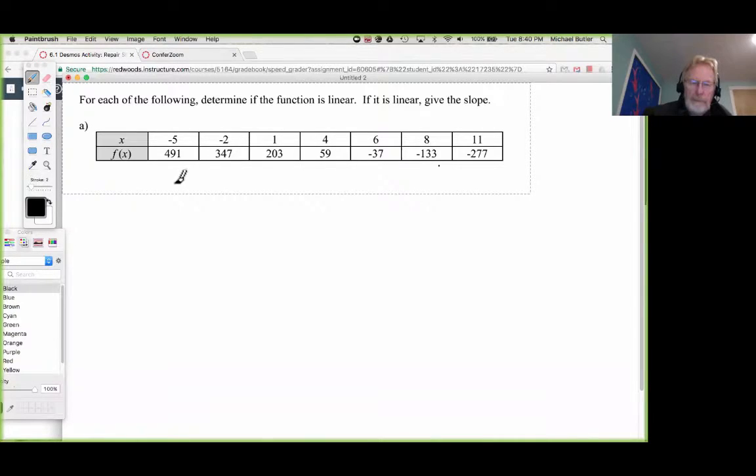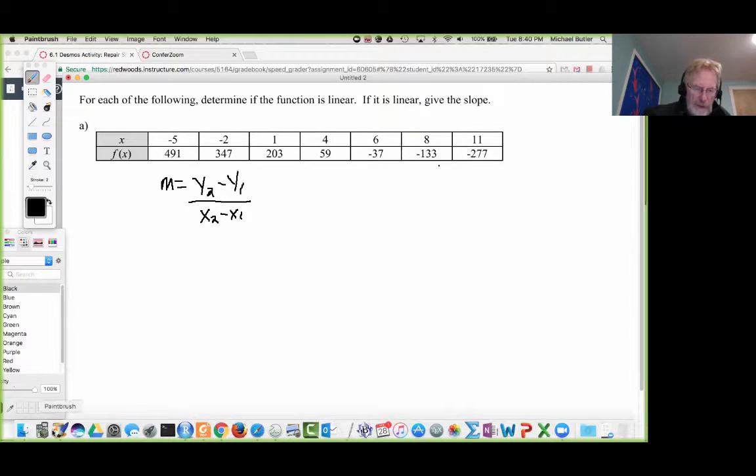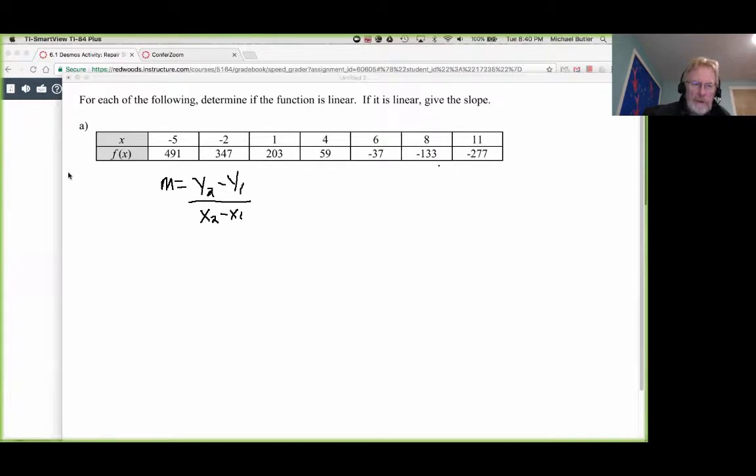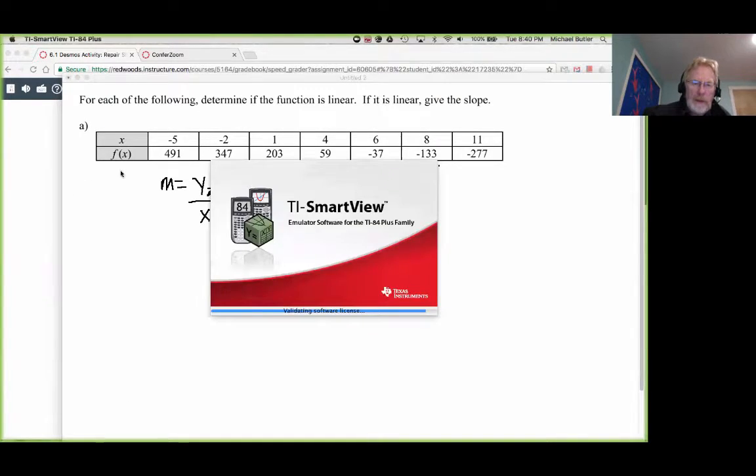You ready? Yeah. All right, so the slope is m equals y2 minus y1 over x2 minus x1, right? Yeah. Okay, so to help us out here, make this go a little bit faster, we're going to get the calculator out, okay? Okay. So let me get mine going here.